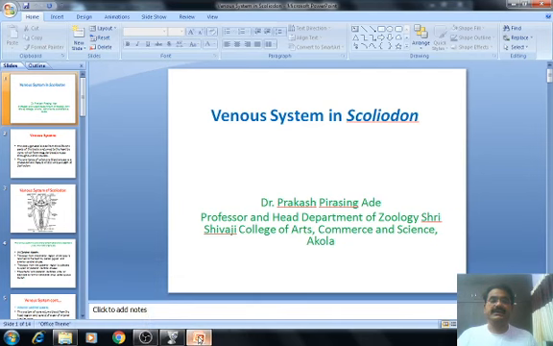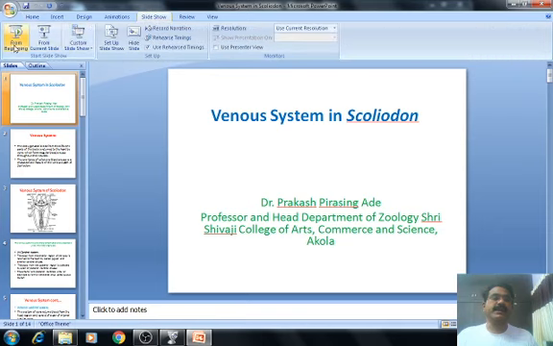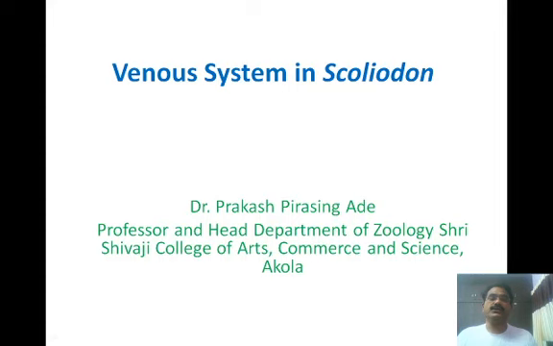Today I will explain another part of the circulatory system in the case of the Scoliodon, in the form of the venous system. The venous system has the ability to collect the deoxygenated blood from the different parts of the body and pour it into the heart. This type of system is known as the venous system in the case of the Scoliodons.